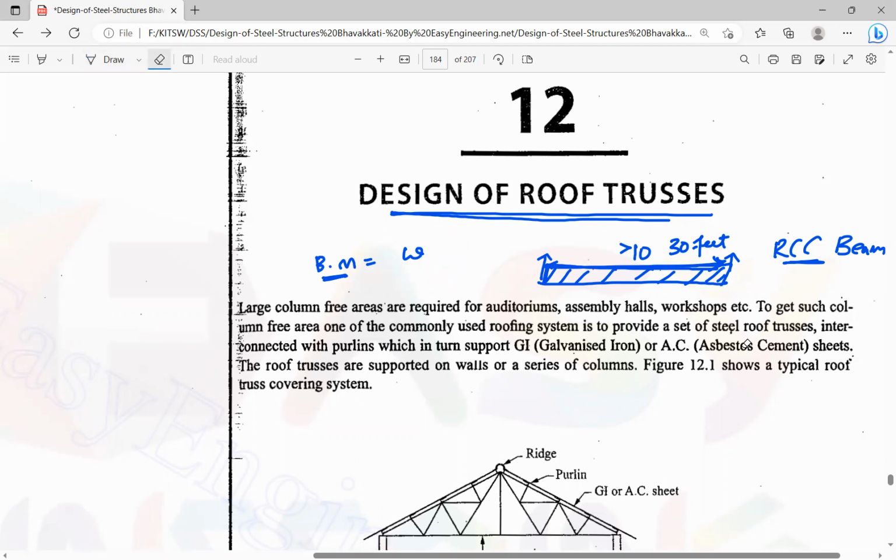So what is the remedy for this? We can use roof trusses. So trusses are designed as axial members, not flexural members.